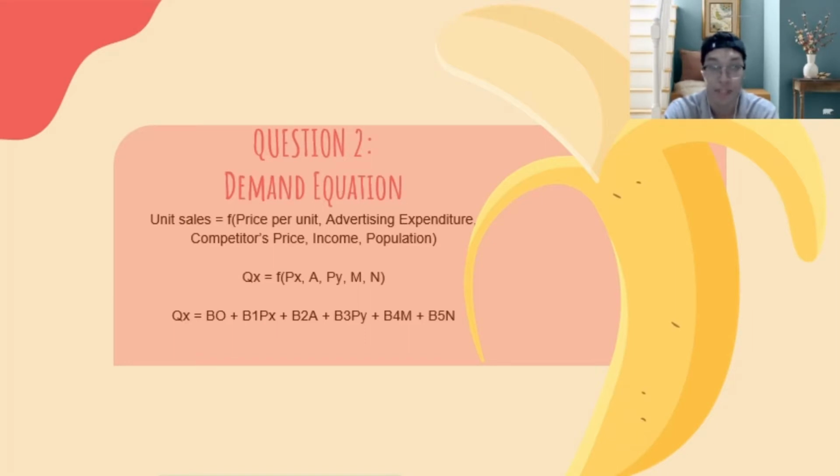From our data, we can derive the demand equation as QX equal to F of PX, A, PY, M, and N. And from this equation, we can have 5 types of relationship: the relationship between QX and PX, between QX and A, between QX and PY, between QX and M, and the last one is the relationship between QX and N.